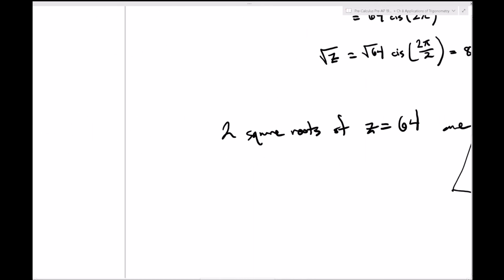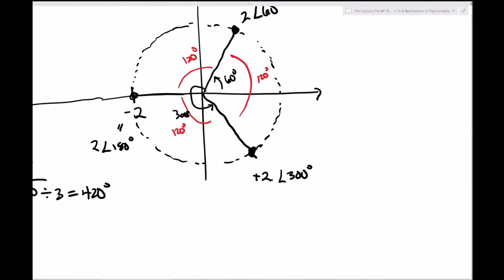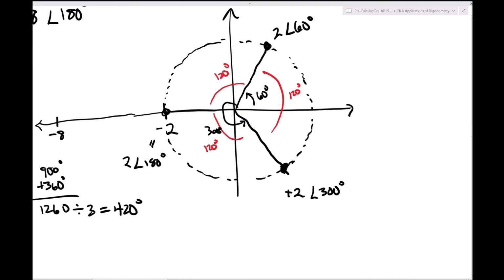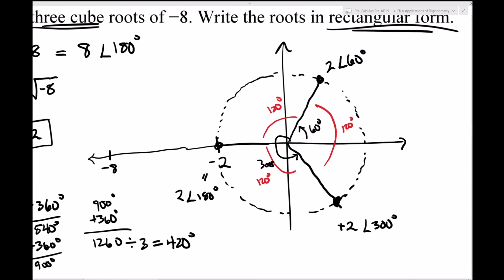Now, if this is a third root, the third root will cut the circle into 3 equal-sized pieces. So the third root, it's a power or a level of 3 for the root. So that means the circle gets cut into 3 equal-sized pieces. So 3 equal-sized pieces, 120 degrees.